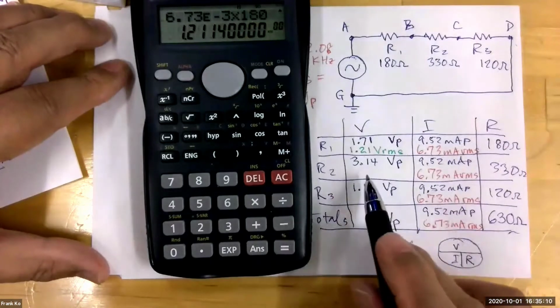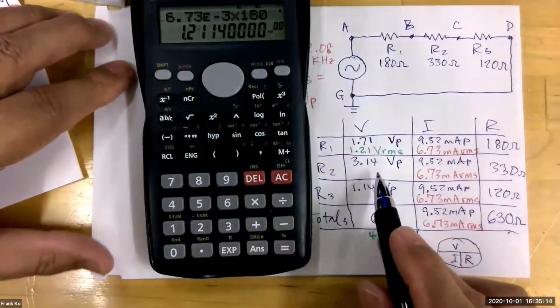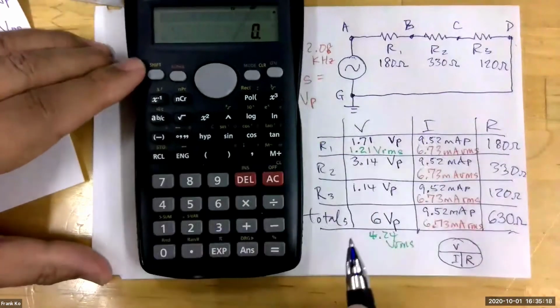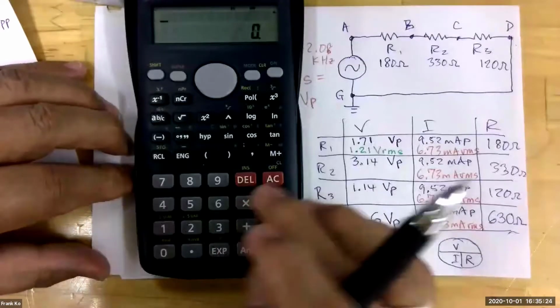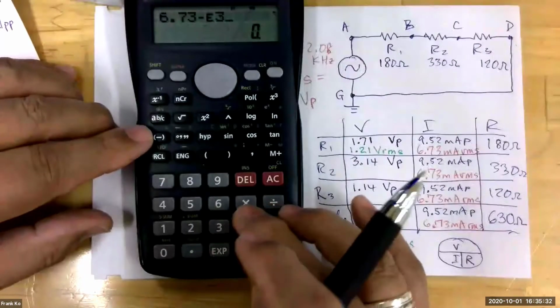Excellent, good. Now we're looking for VR2 RMS. Yusuf, can you walk us through that, please? What do we need to do here? To multiply our RMS current by the resistance. Okay, and those values are? 6.73 times 10 to the -3, times 330.